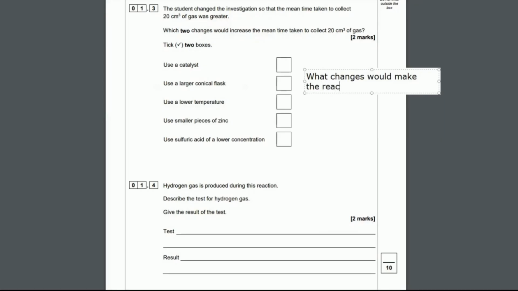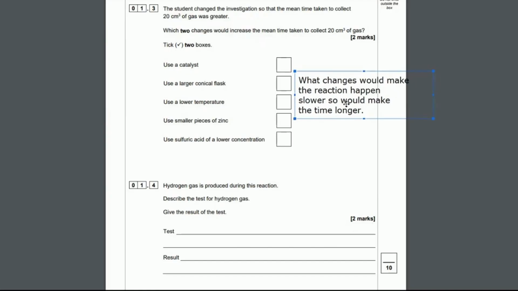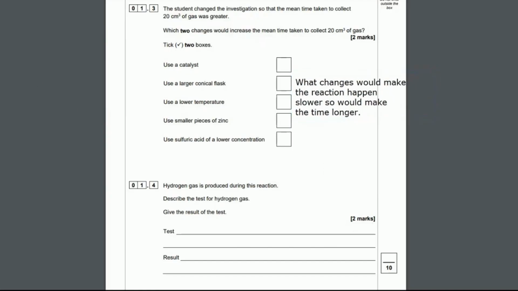What two changes would you make here out of this list, with the boxes next to them, that would slow down the reaction? So would you use a catalyst? Does that slow down reactions? Would you use a larger conical flask? Would you use a lower temperature? Would you use smaller pieces of zinc? Would you use sulfuric acid at a lower concentration? Think about it, pause the video, have a go, unpause, check out the answers.